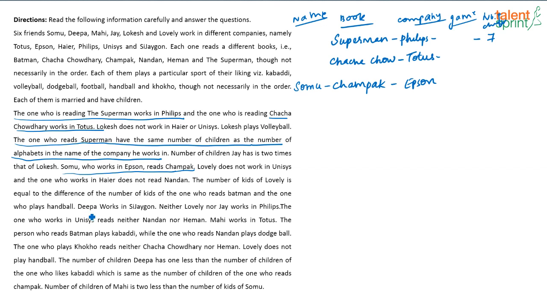Deepa works in CJ Gun. Okay, so Deepa is working in CJ Gun, so let us write that down. See, if you look at company, these 3 companies are already filled. So Deepa is working in CJ Gun.